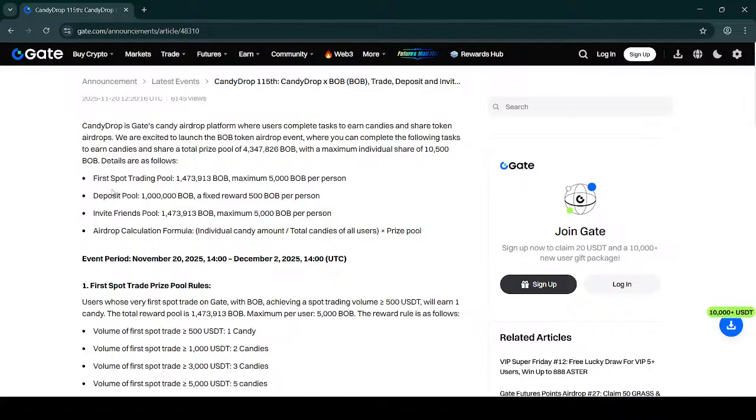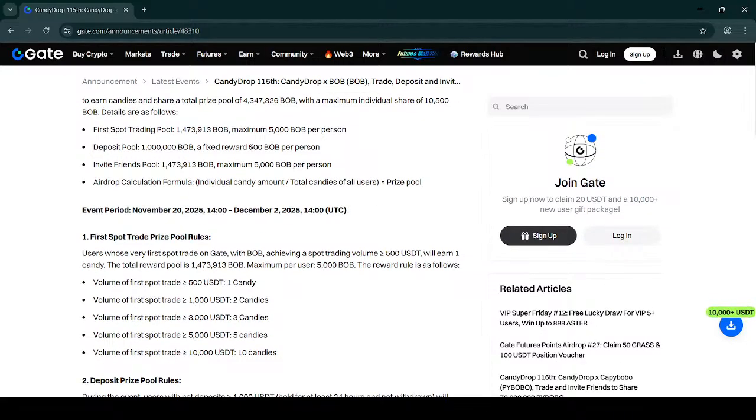So first, spot trading: this is the maximum, 5,000 BOB per person. Deposit: this is 1 million BOB, with a fixed reward of 500 BOB per person. And invite friend: the maximum is 5,000 BOB per person. Airdrop calculation formula: individual candy amount over total candy of all users, times the prize pool, guys.